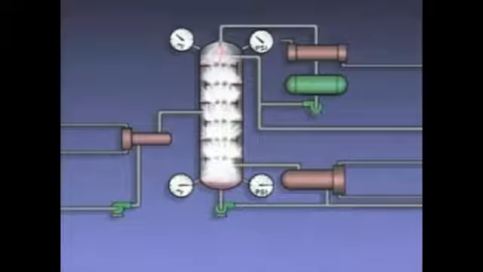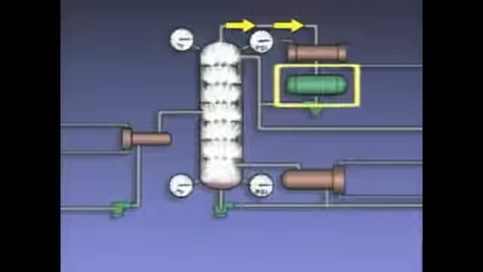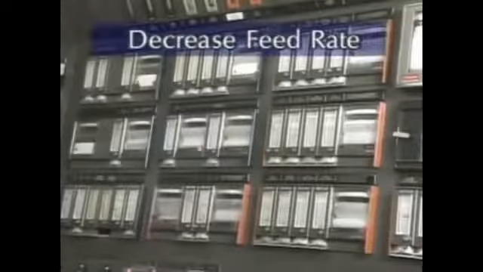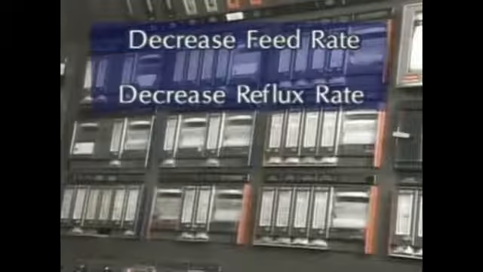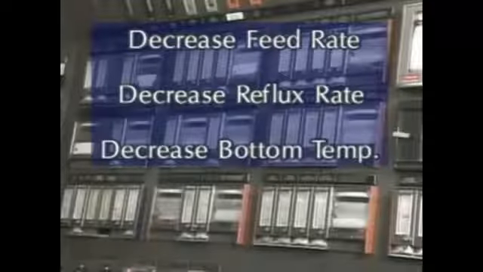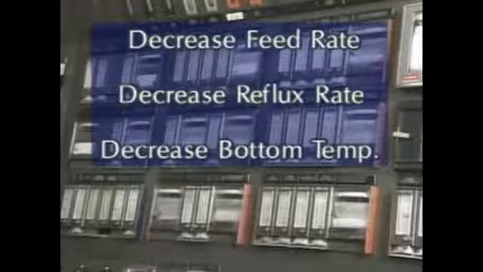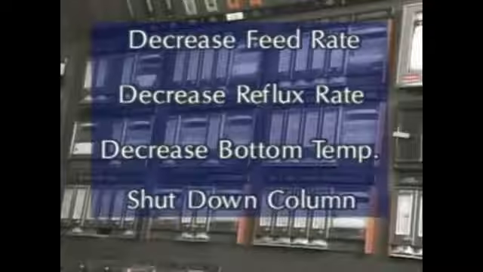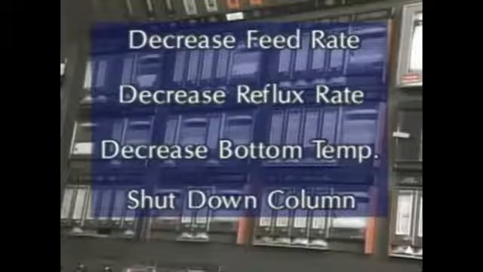Also, liquid that's forced out of the top of the column can cause a sudden rise in the level in the receiver. Now, some of the more common methods used to eliminate a flooding problem involve temporarily decreasing the feed rate, the reflux rate, or both to reduce the amount of liquid in the column, and decreasing the bottom temperature to reduce the flow rate of vapor up the column. In extreme cases, it may even be necessary to shut down the column so that the problem can be corrected.